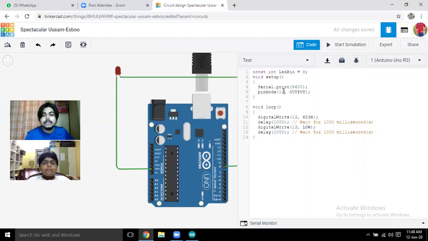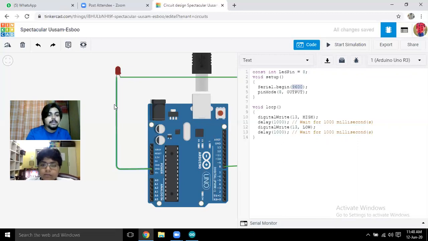So I am connecting the LED to 8, so I'm writing 8 over here, and before that serial dot print, sorry, not print, serial dot begin 9600 will be there. See, 9600 is the frequency at which the Arduino works best. Do you know what it is called? It's called baud rate. Its name is baud rate, and before that we write serial dot begin.